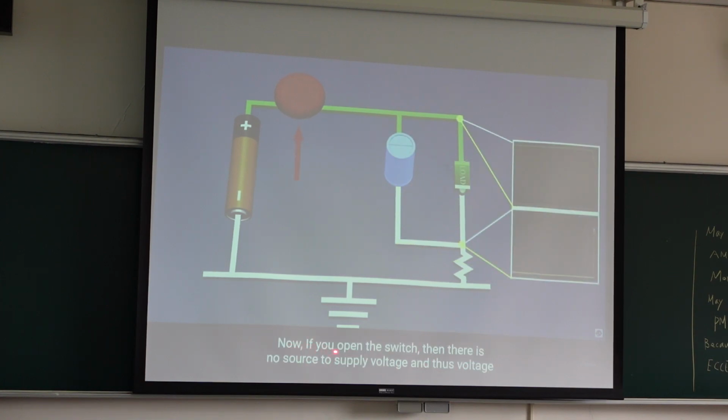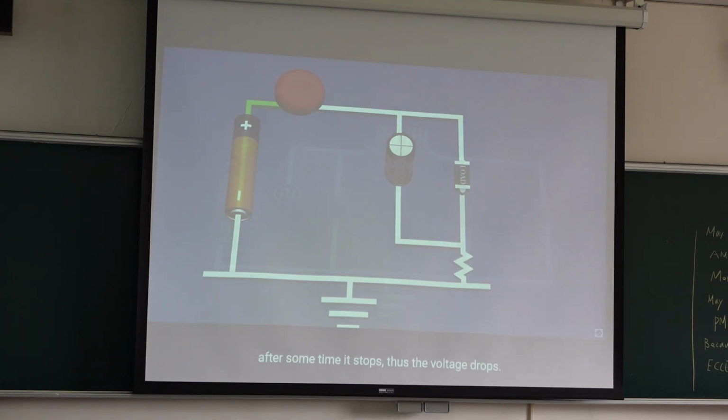Now, if you open the switch, then there is no source to supply voltage, and thus the voltage starts falling. But as you know, the voltage across the capacitor cannot change instantly. So the capacitor wants to keep it constant. Hence, the capacitor stores the energy and acts as a battery supplying current, but it slowly runs out of energy, and thus the flow of current reduces, and after some time it stops, thus the voltage drops.